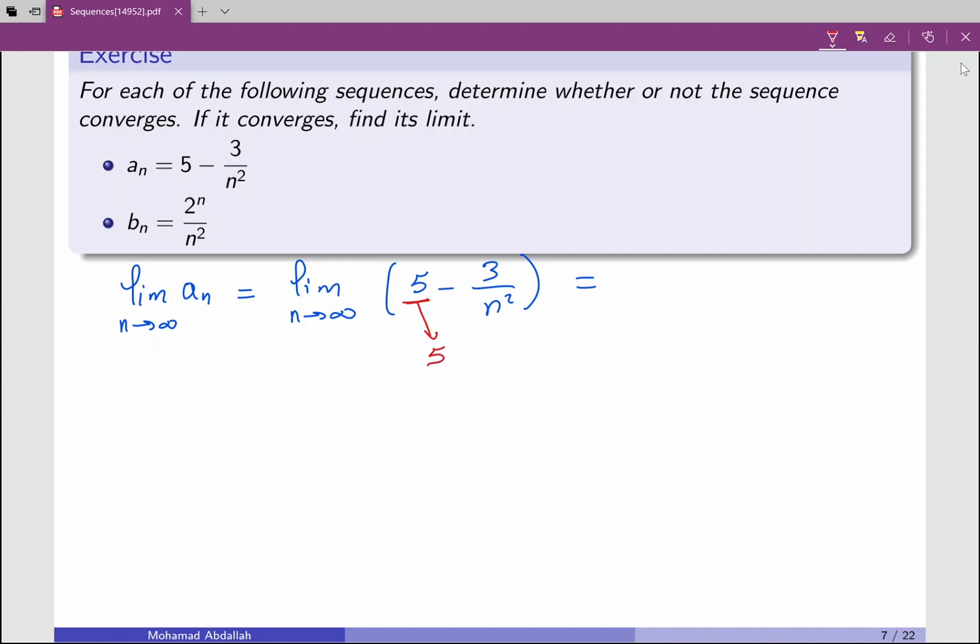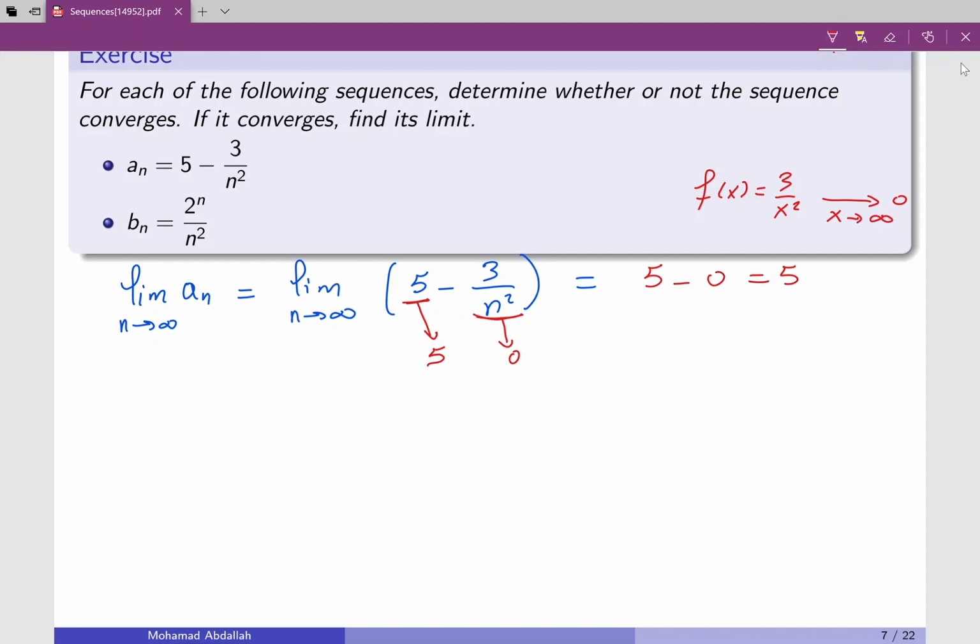And then I look at the next term. Now the next term is 3 over n squared. This is very similar to considering the function f(x) equal to 3 over x squared. I know that this goes to 0 as x approaches infinity, and by the theorem we stated earlier, this means that this sequence is going to approach 0 as well. So as a result, my limit would be 5 minus 0, which is 5.